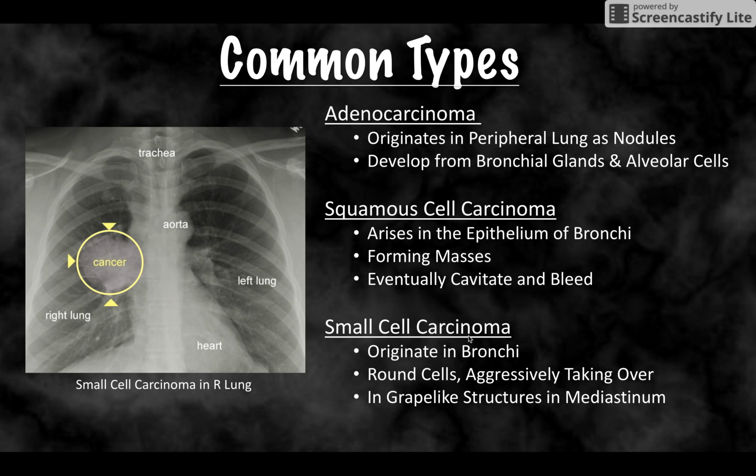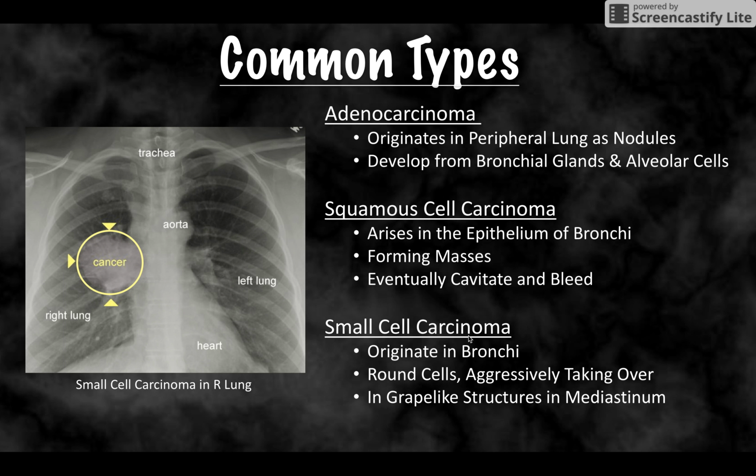There are 3 common types of lung cancer. The first is adenocarcinoma, which starts off in the peripheral lung area. This type of lung cancer occurs mainly in current or former smokers, but it is also seen in non-smokers. They appear as slow-growing nodules that develop from bronchial glands and alveolar cells.